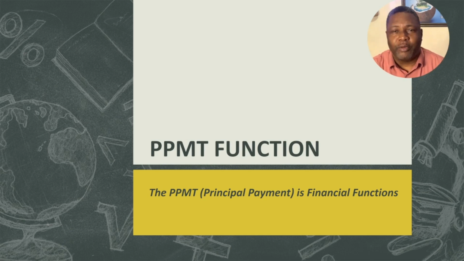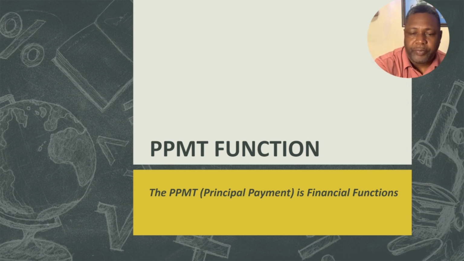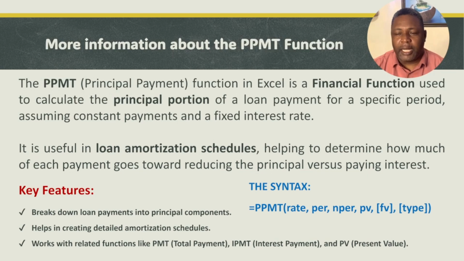Now in this video, we're going to be looking at the PPMT function, the principal payment function. The principal payment function is also a financial function like the PMT. It is used to calculate the principal portion of a loan payment for a specific period, assuming a constant payment and a fixed interest rate. So it assumes a constant payment and also a fixed interest rate.